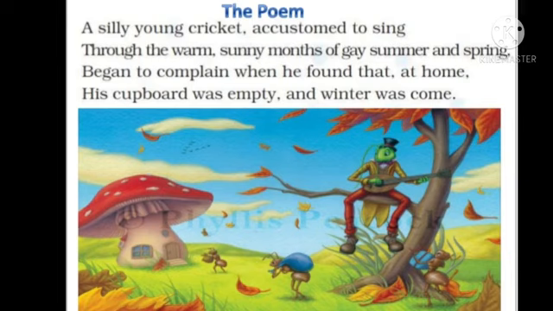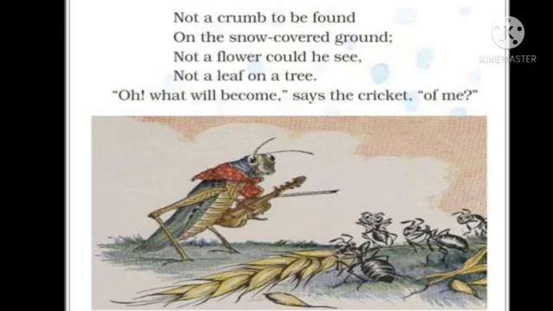So once again I am repeating the first stanza's meaning. There was a silly young cricket who is famous for singing, and he was singing in the warm sunny months of spring and summer. And he started complaining. He was worried when he opened the cupboard during the winter and his cupboard was empty. So now we know that this is the winter season.